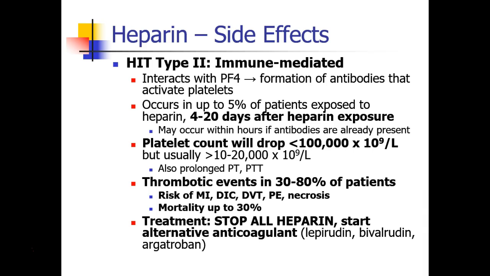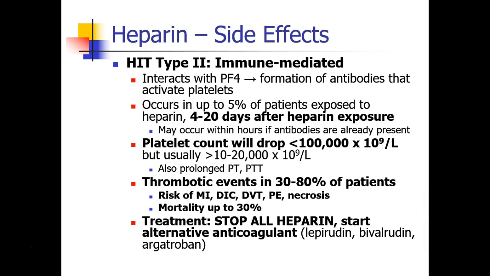However, the type of HIT you may hear discussed is usually HIT type 2, which is the immune-mediated heparin-induced thrombocytopenia. In this case, the heparin seems to be interacting with PF4, platelet factor 4, and leads to formation of antibodies that activate the platelets. This can occur up to about 5% of patients who are exposed to heparin, usually anywhere from 4 to 20 days after their heparin exposure, so it doesn't happen right away. Although if the antibodies are present from a previous exposure, then HIT can occur within hours.